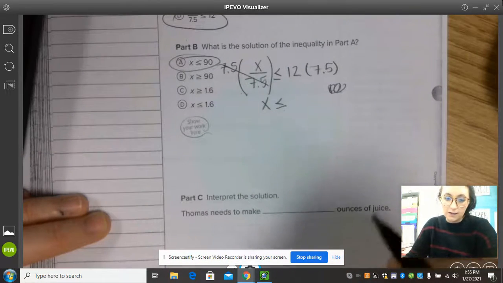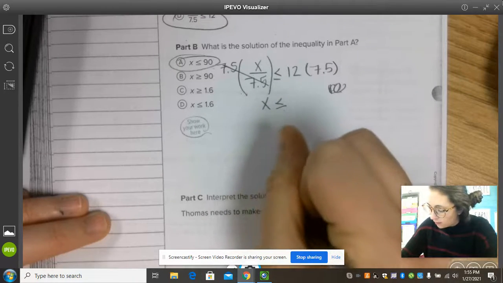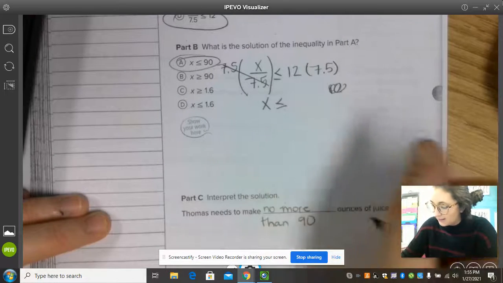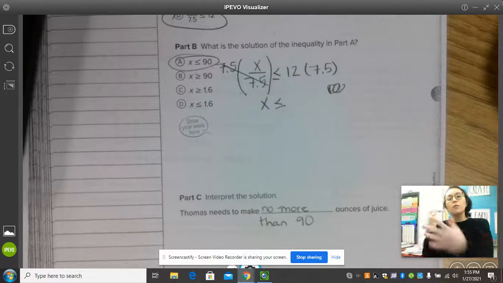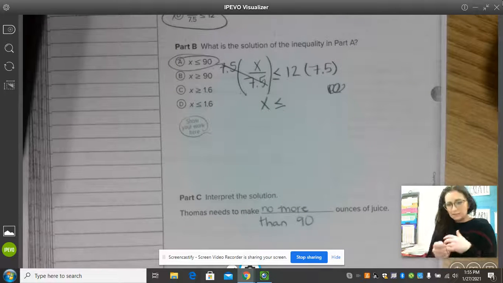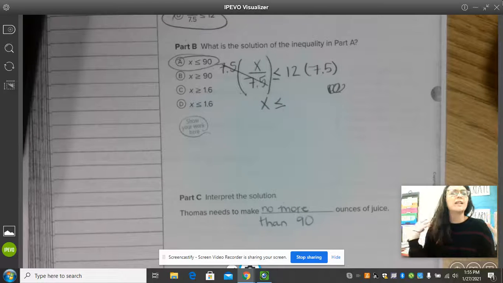So he needs to make no more than 90 ounces of juice. And I say no more, or I could say the maximum amount of juice he needs to make is 90 ounces. And that is because he doesn't want leftover popsicles. He doesn't want popsicles everywhere. He just wants 12.